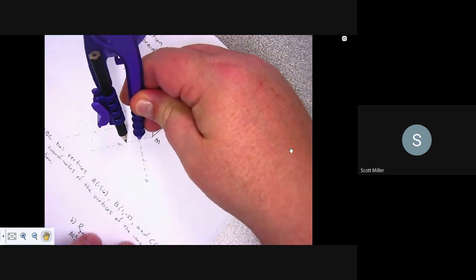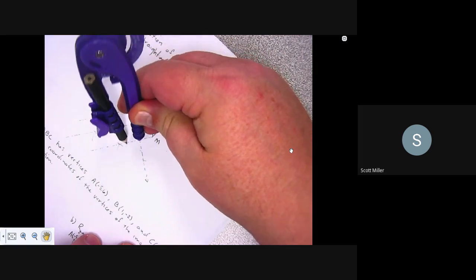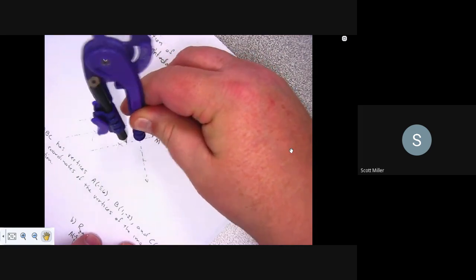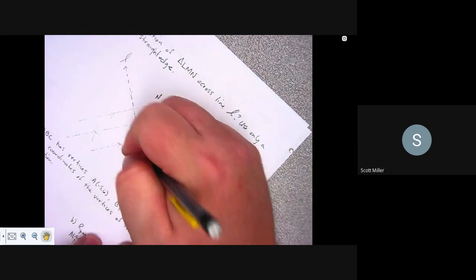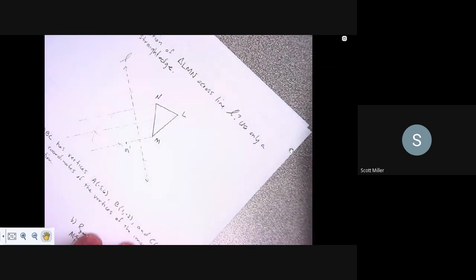Then I can take this and do the same spot over here, put a mark right there, and that mark right there is M prime. The same distance, because remember it had to be a perpendicular bisector, so it had to bisect it. So we drew the perpendicular, and now I'm doing the same measurement, and that's the bisecting action.